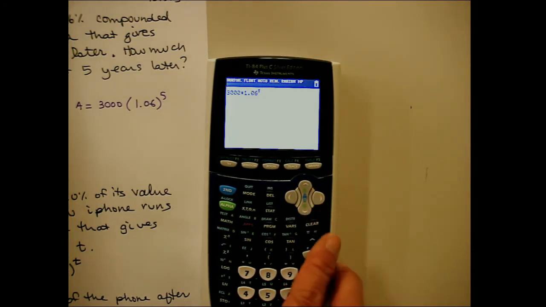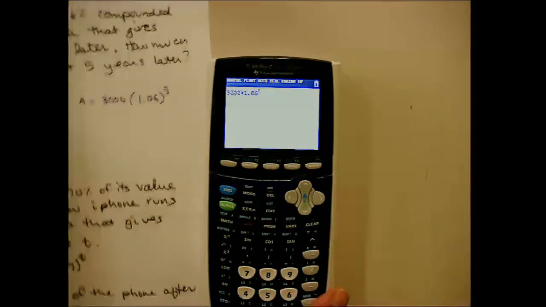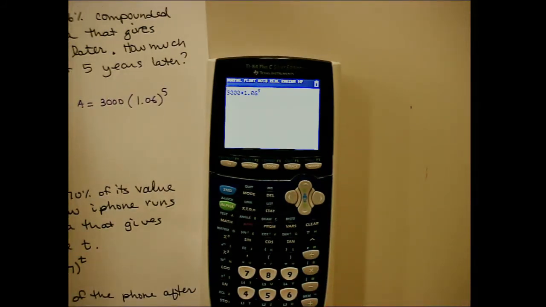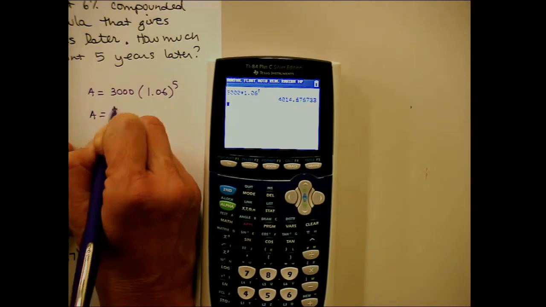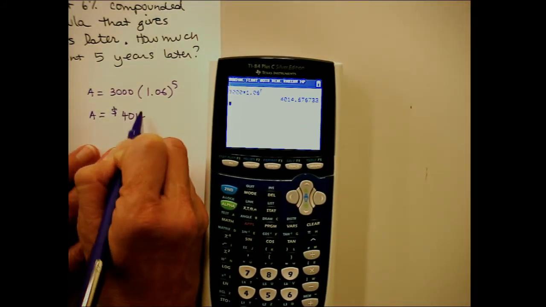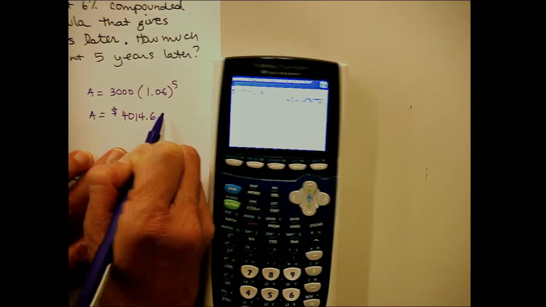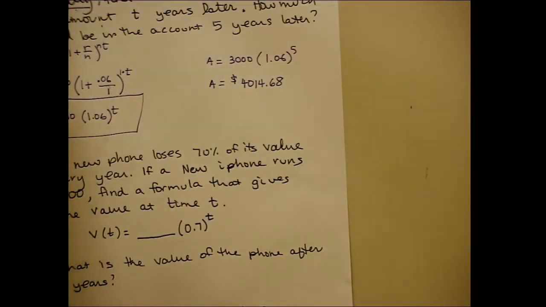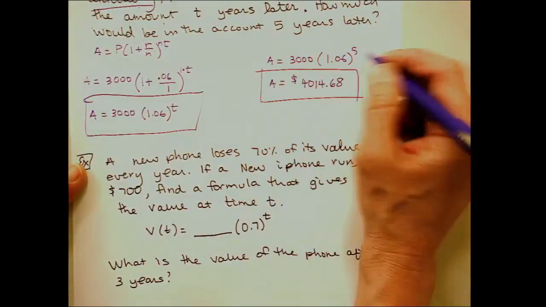So depending on your calculator, you might need to do your 1.06 to the 5th first, get that result, and then multiply it by the 3,000. But hopefully, you can make your calculators tell you, and it's dollars, so I'll go ahead and put my dollar symbol, $4014.68, and I'll round to cents. Okay, so that's the answer to the second part. We just plug the value in for t.